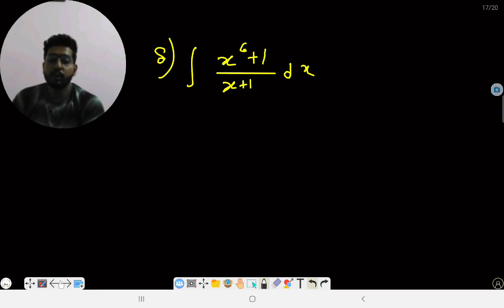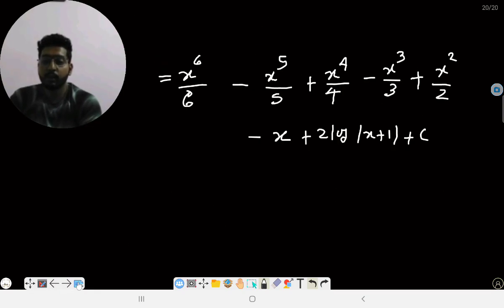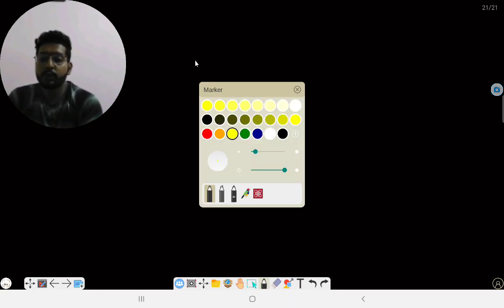Now we'll do the next one, question number 9. We'll solve question number 9. So what is the question number 9? So question number 9 looks like this. It is given like the integration of dx by e to the power x plus 1.